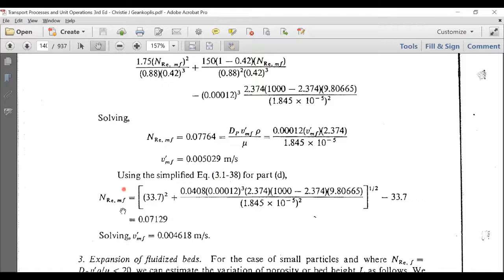So we put in all the known values, then we can get NREMF, which is 0.07129. Then by using this equation again and filling in all the known variables, we can get the VMF. As you can see, both give similar values.